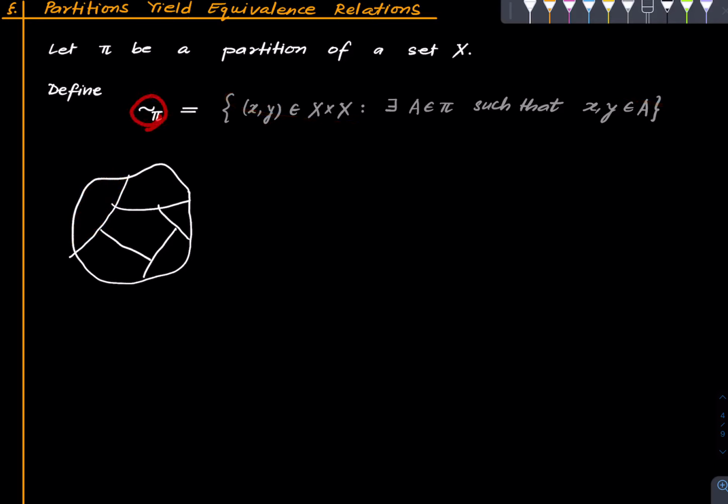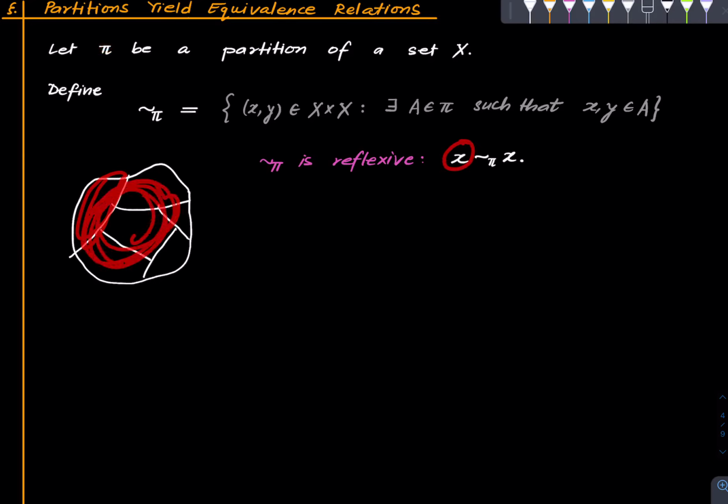So this is our relation coming from the partition, and clearly it is reflexive. Why? Because of course the part in which x lies is the part in which x lies. So x is related to x, because after all, since pi is a partition, there has to be a part in which x lies, because the union of all the parts is the entire set X. So first locate the part in which little x lies, and then little x lies in the same part. So this is a tautology. It is reflexive.